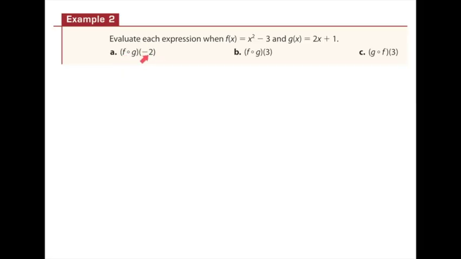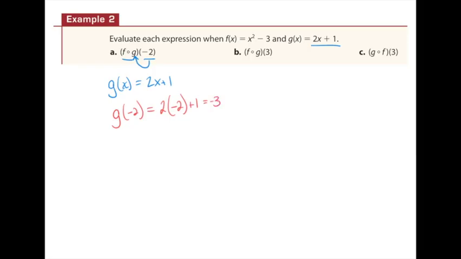So we're going to do it with the number piece because the next one actually has us doing the composite without numbers. So let's look at this first one. It says f of g of negative 2. So we're going to take that negative 2 and put it into our g function first. Our g function is 2x plus 1. So we plug negative 2 into g first. We have negative 2 times 2 plus 1, we get negative 3.